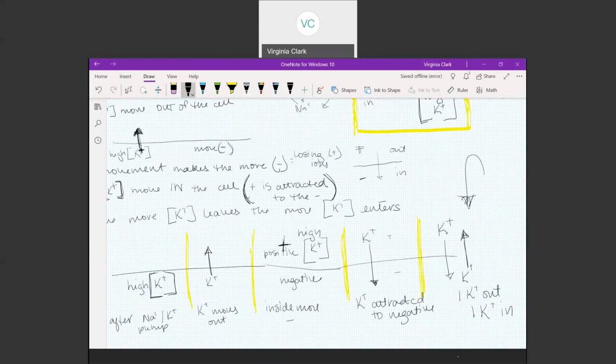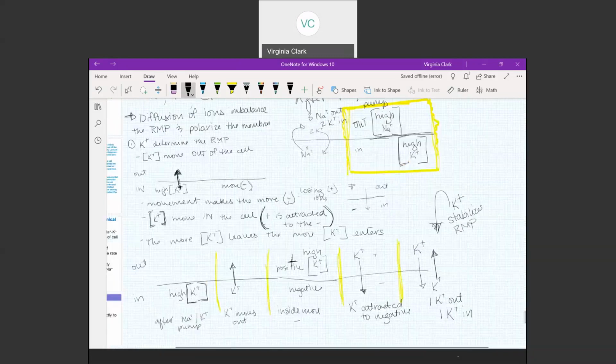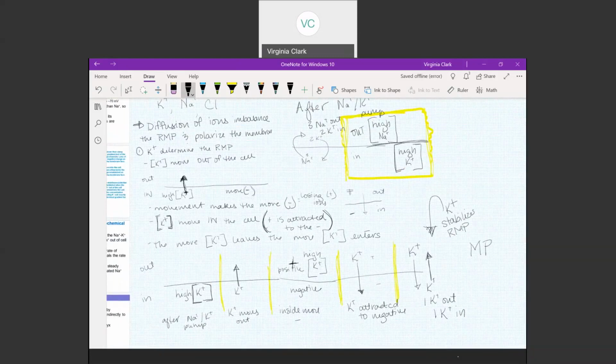This is how potassium stabilizes the resting membrane potential, because it is moving potassium constantly across the plasma membrane, 1 potassium out for every 1 potassium in. When this occurs, it will set the membrane potential at around negative 90 millivolts.